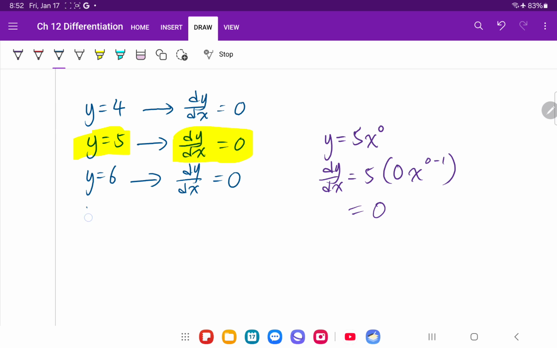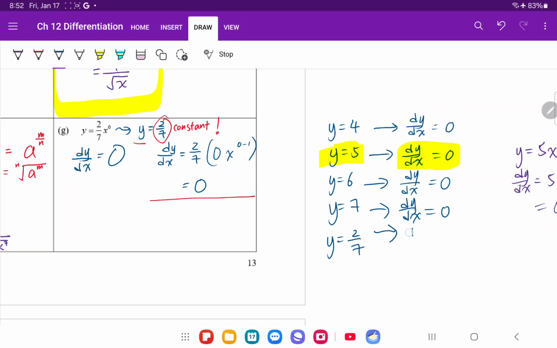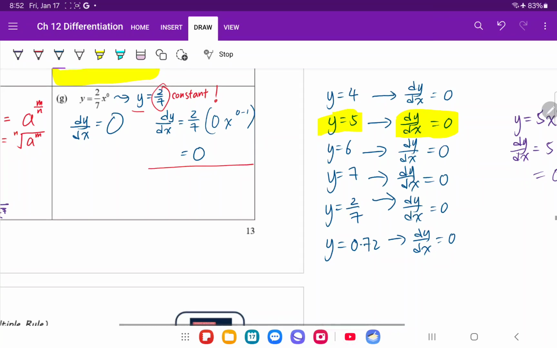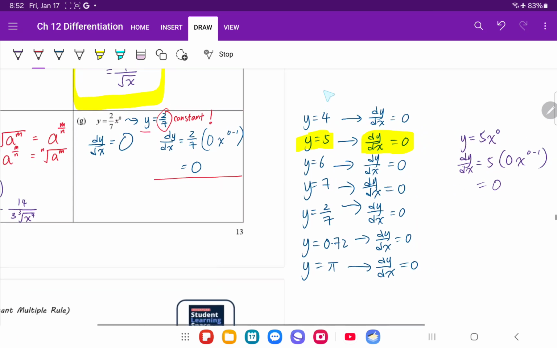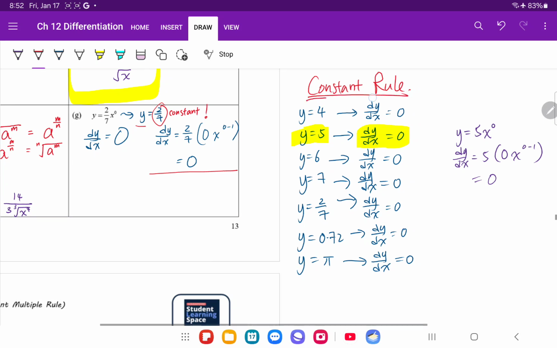So let's carry on. Y equals to 7. By the same logic, dy/dx must be 0. Y equals to 2 over 7, which is what we saw just now. The dy/dx must also be 0. When y equals to 0.72, for instance, the dy/dx is also 0. In fact, when y equals to pi, which is just any other number, there is no x, the dy/dx is also 0. Now what I have just covered is something known as the constant rule. We are going to come to it in a while. Okay, but remember this first.